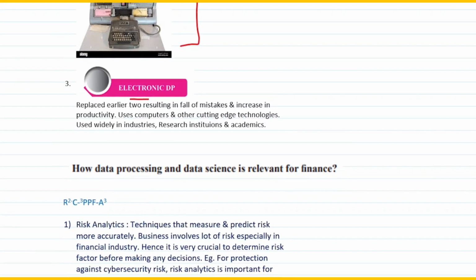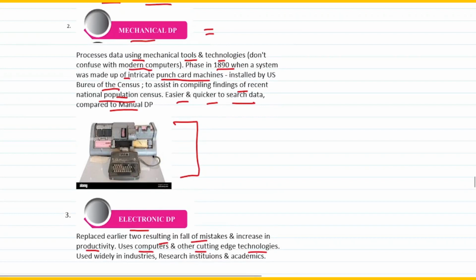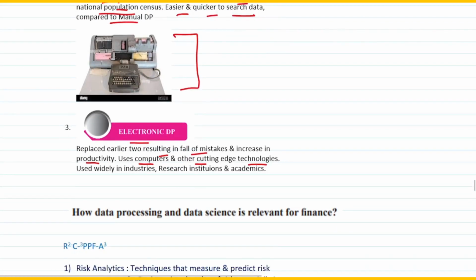Now, obviously, this replaced the earlier two, resulting in a fall of mistakes, because when it is more electronic, the chances of mistakes are less, and also it increases the productivity. So that's the purpose of having electronic data processing units. It uses computers and other cutting edge technology. So computer is basically used in electronic DP. So please don't confuse: mechanical DP doesn't use computers, whereas electronic DP does. So that's the difference between the both.